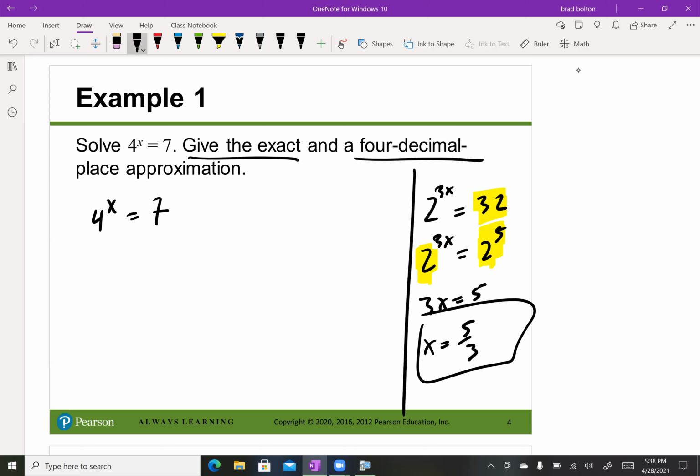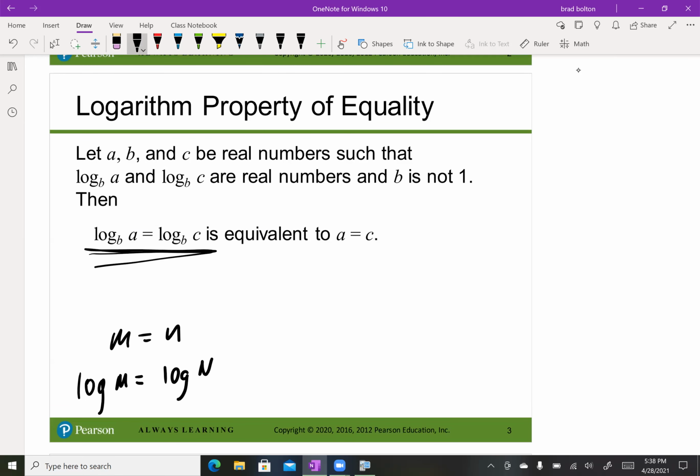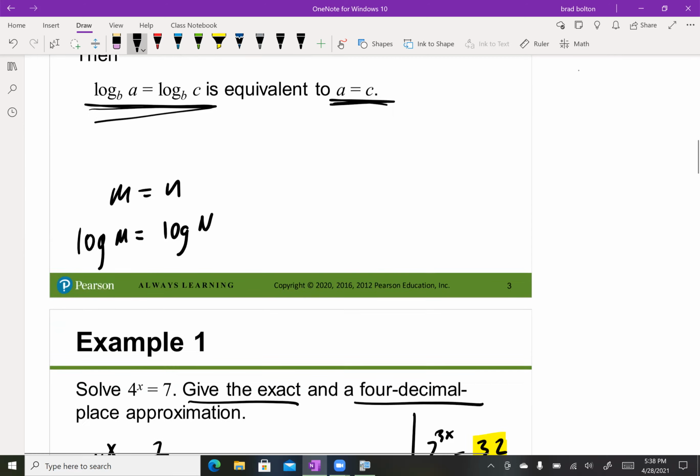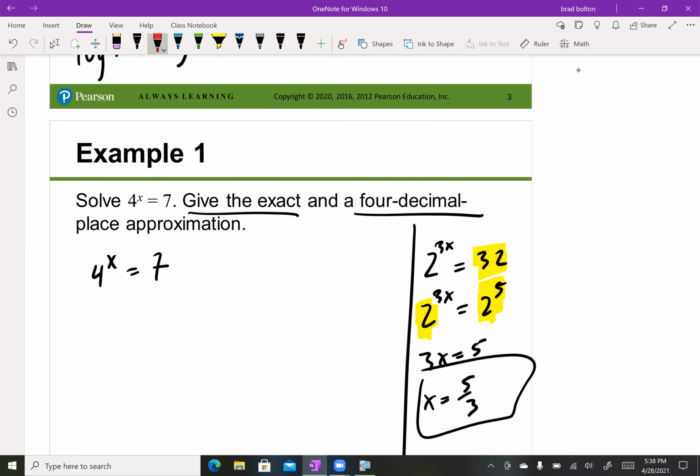The problem here is that I can't take a base of 4 and turn it into a 7 exactly, or vice versa. So what I'm going to do is use this property that says log base B of A equals log base B of C means A equals C, okay? But I'm going to go backwards. I'm going to say, what if I were to find the log of this and the log of this? So I would now have log base 10 of 4 to the x equals log base 10 of 7.